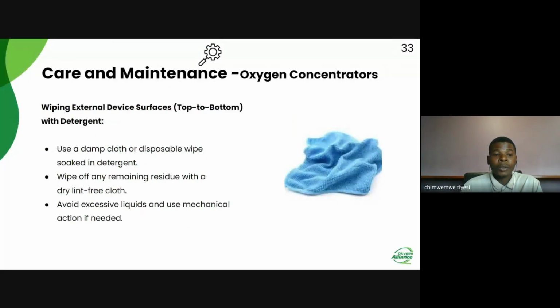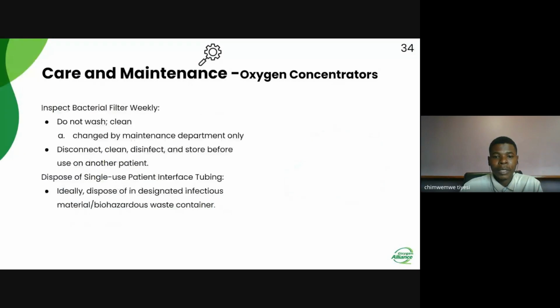When you want to clean the whole oxygen concentrator, you need to use a damp cloth or disposable wipe soaked in a detergent. The detergent can be a mild detergent, of course, not the heavy detergents like washing soaps. And also, if you want to use disinfectants like chlorine, you need to pay close attention and know what the manufacturer recommends. So you need to wipe off any remaining residue with a dry, lint-free cloth, and also avoid excessive liquids when cleaning the oxygen concentrators.